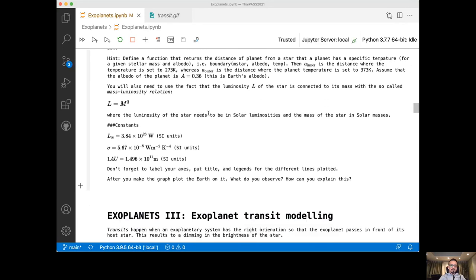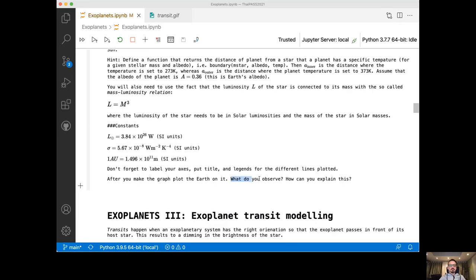Okay, so I give you instruction how to construct this graph, and also you need to label your axis, put your title and legends for the different lines plotted, so you can make your graph a little bit nicer, a bit prettier. And then you can also plot a point with the Earth on it.